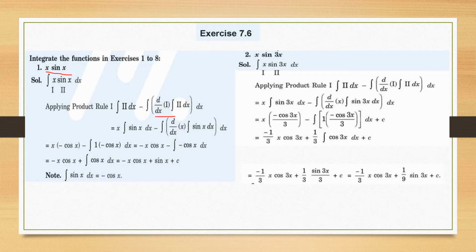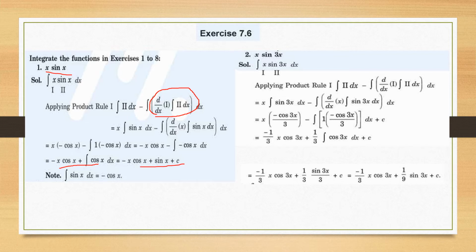This complete term that you will obtain after solving is to be integrated one more time. Okay, so let us apply the first function x, integral of sin x, minus d/dx of x into integral of sin x dx. Integral of sin is minus cos, and d/dx of x is 1. This is minus cos x. Okay, so it becomes plus cos x: minus x cos x plus cos x. Integral of cos x is sin x, right? So minus x cos x plus sin x plus c is the answer.